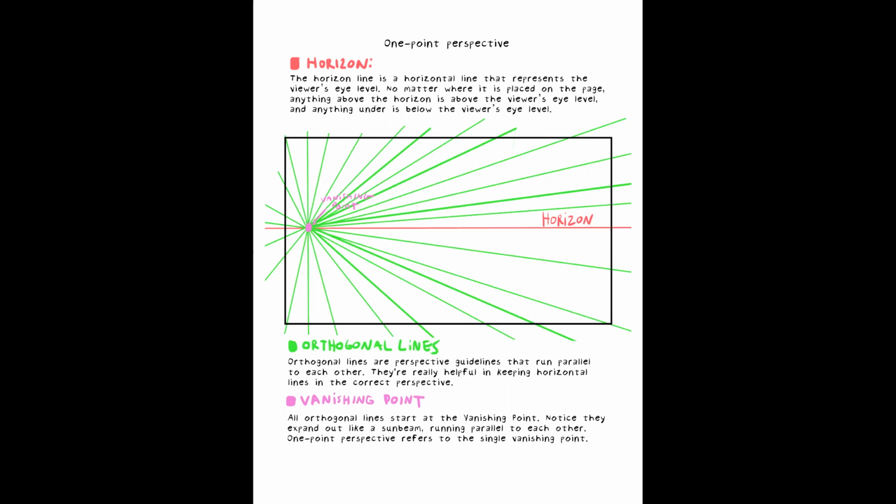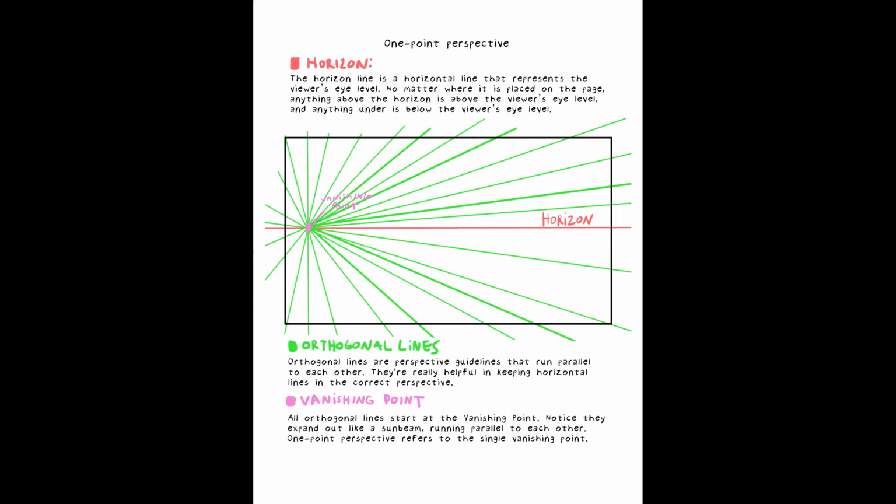And then the vanishing point is where all of these orthogonal lines are going toward. It kind of looks like a sunburst, right? Everything is emanating from that point. The vanishing point is where everything vanishes, basically. The orthogonal lines help you keep everything in check in space when it's going back into perspective.